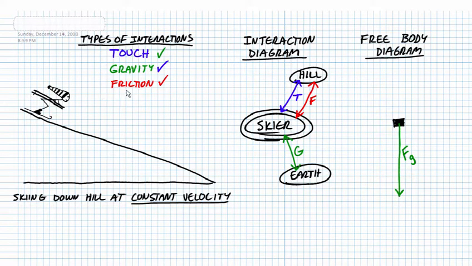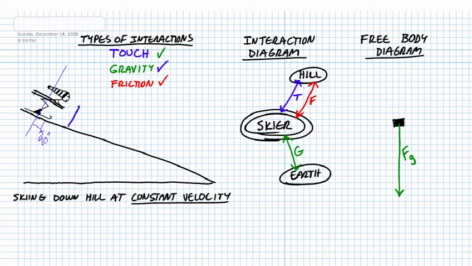The next force we'll look at is the touch force between the hill and the skier. Now, a lot of people have trouble with the direction of that. The best way to do it is to draw a line that is perpendicular to the hill. That's 90 degrees right there. That'll give us the direction for that touch force.